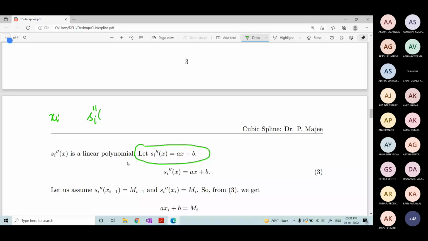So you do the calculation line by line. If I do it, it will take time. There is nothing much to understand; it is a simple calculation. You can do it. So this is si double dash x. How to get si x from si double dash x? How to get the original function? You will have to integrate it twice.